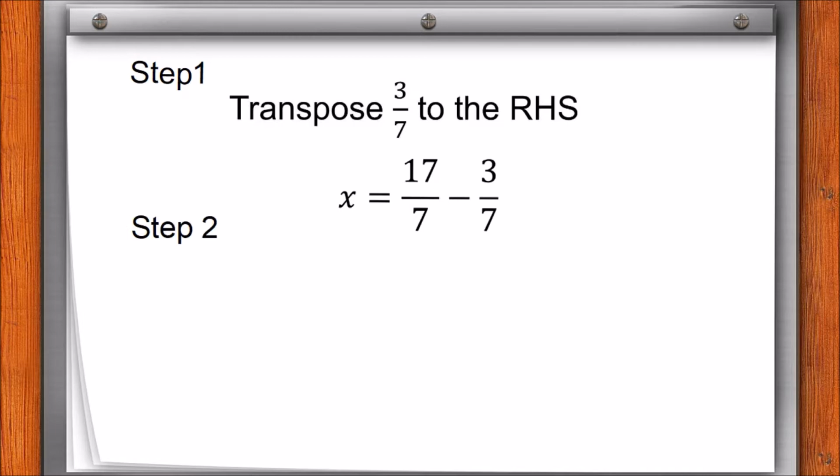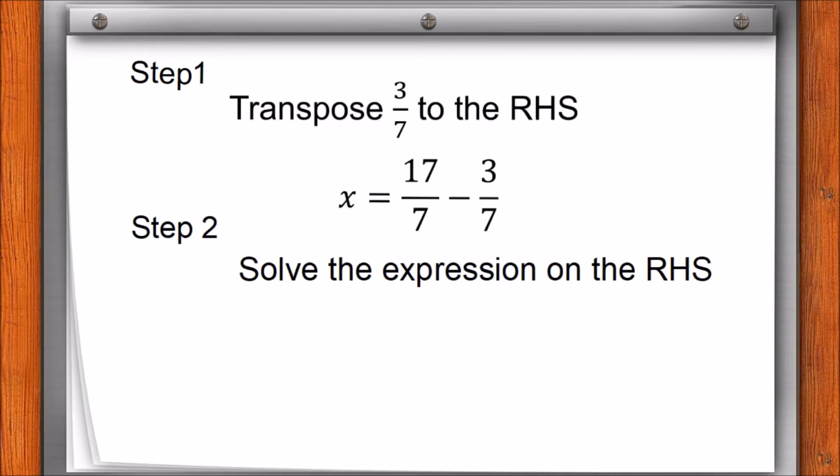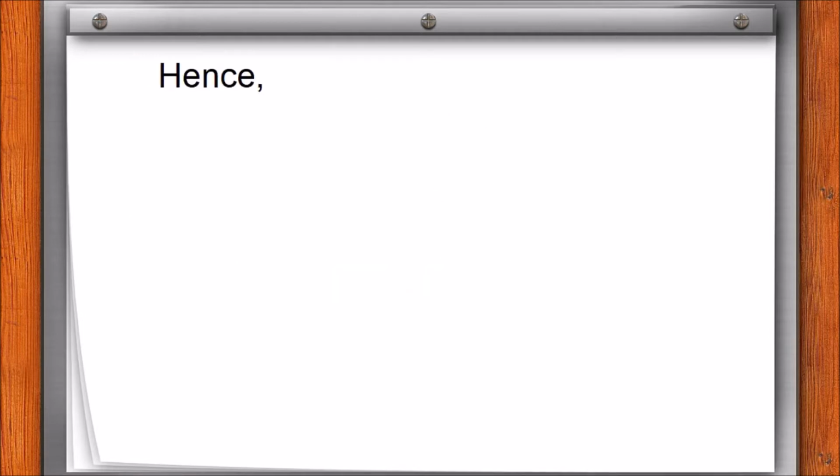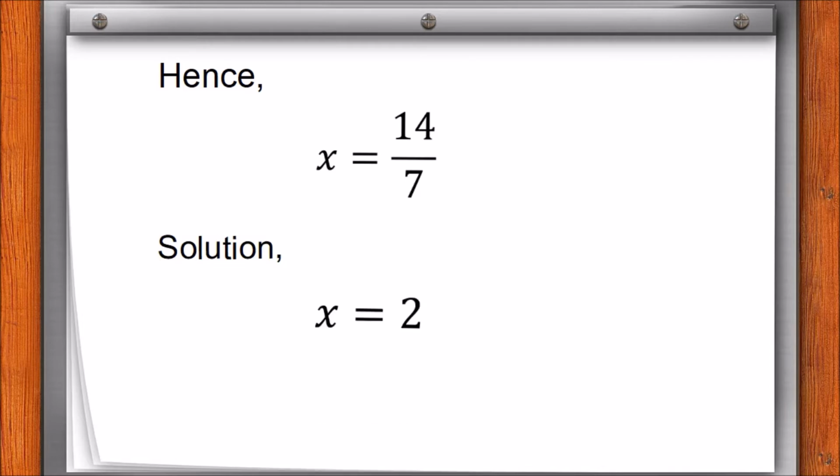Step 2. Solve the expression on the RHS. This implies that x = (17 - 3)/7. Hence, we get x = 14/7. Solution. x = 2.